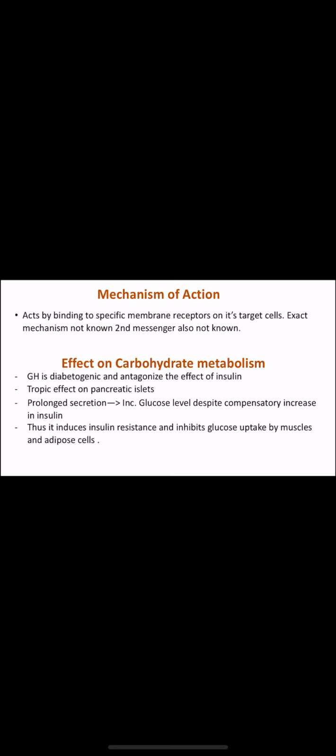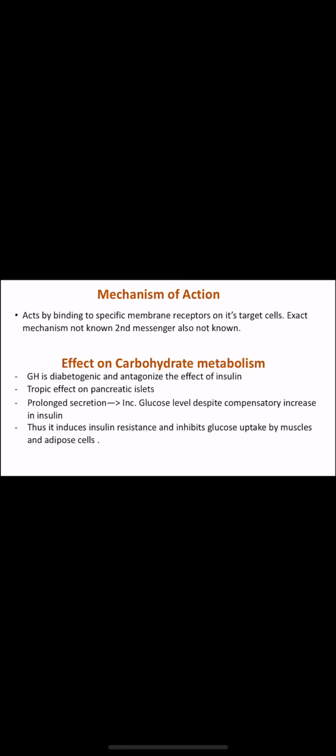Mechanism of action: it acts by binding to specific membrane receptors on its target cell. Though the exact mechanism is not known, they use a secondary messenger, but the exact mechanism is not known. First we'll study the effect of growth hormone on different metabolisms. The first one is the effect on carbohydrate metabolism.